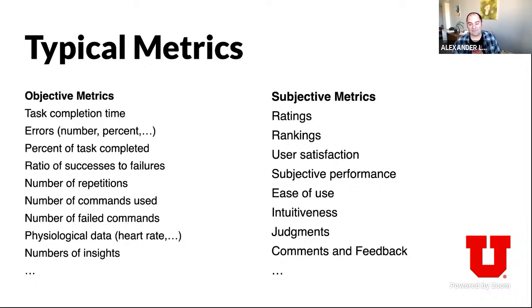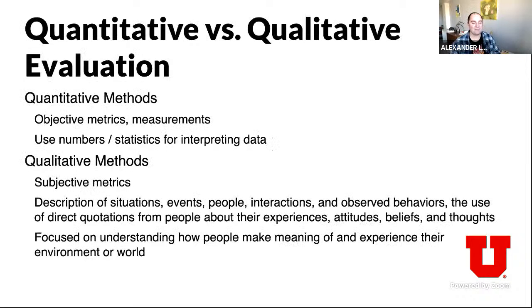Whereas on the other side, you have subjective metrics such as ratings, rankings, user satisfaction, subjective performance, ease of use, intuitiveness, judgments, or comments and feedback that you get from participants. And so this already leads us a little bit into this quantitative versus qualitative evaluation spectrum here. Quantitative methods are all about objective metrics and measurements and using numbers and statistics for interpreting data. And qualitative methods are all about these subjective metrics.